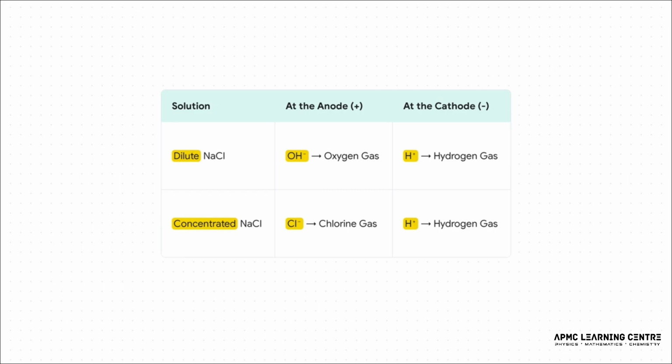But now, look at the anode. This is where the magic happens. In the dilute solution, the normal rule applies. Hydroxide wins, and you get oxygen gas. But crank up the concentration, bam, the chloride ions take over, and you get chlorine gas instead. That's the concentration effect in action.